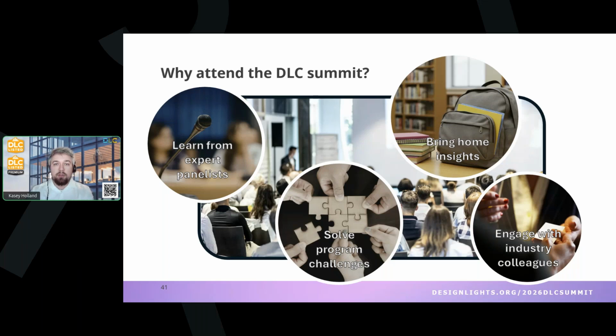So you'll make great colleagues and meet people who can help you with your work and who you can help, and hopefully we'll all be able to move the industry forward at the summit. So thank you in advance for attending.